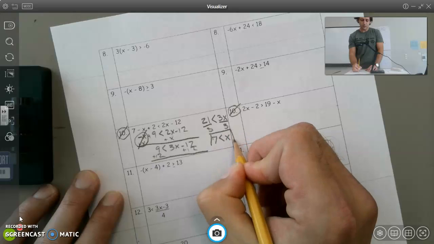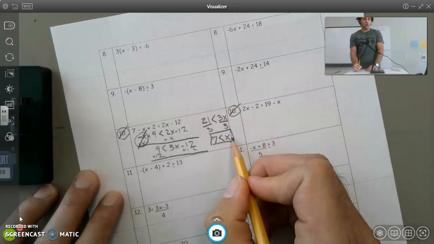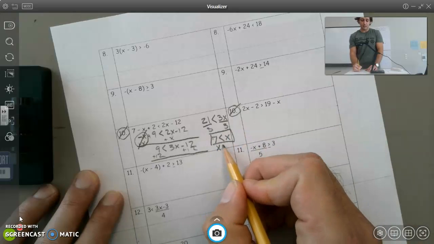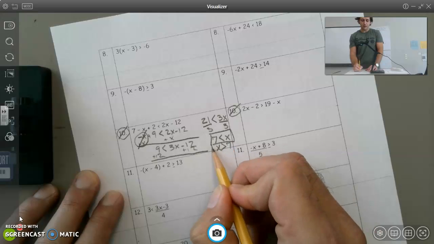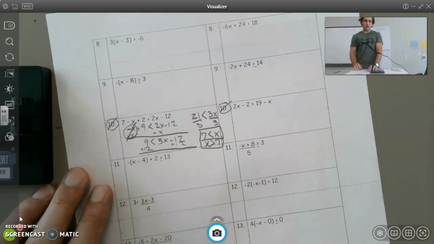So this is my solution. 7 is less than x. You could also write it as x is greater than 7, right? Either of those, that's the same thing.